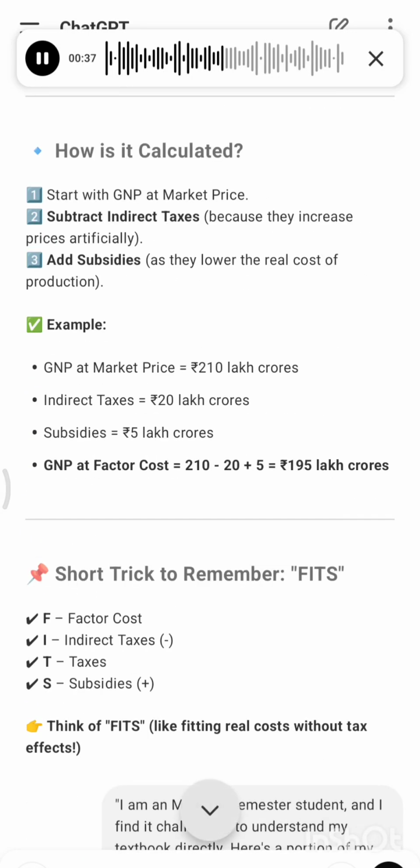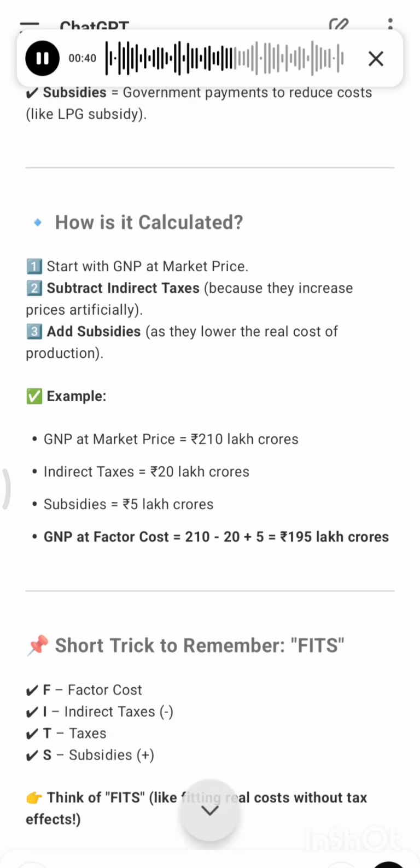How is it calculated? 1. Start with GNP at market price. 2. Subtract indirect taxes, because they increase prices artificially. 3. Add subsidies, as they lower the real cost of production. Example: GNP at market price equals 210 lakh crores, indirect taxes equal 20 lakh crores, subsidies equal 5 lakh crores. GNP at factor cost equals 210 minus 20 plus 5, 195 lakh crores. Short trick to remember: FITS. F, factor cost; I, indirect taxes; T, taxes; S, subsidies. Think of FITS like fitting real costs without tax effects.